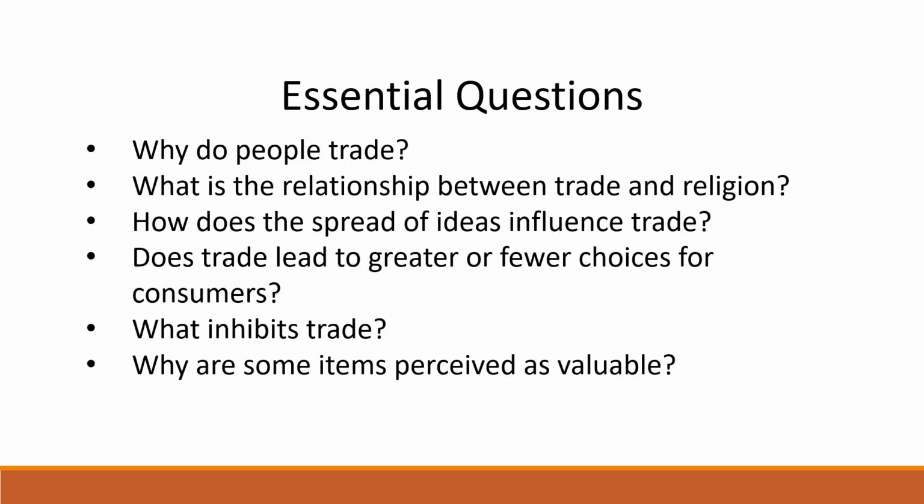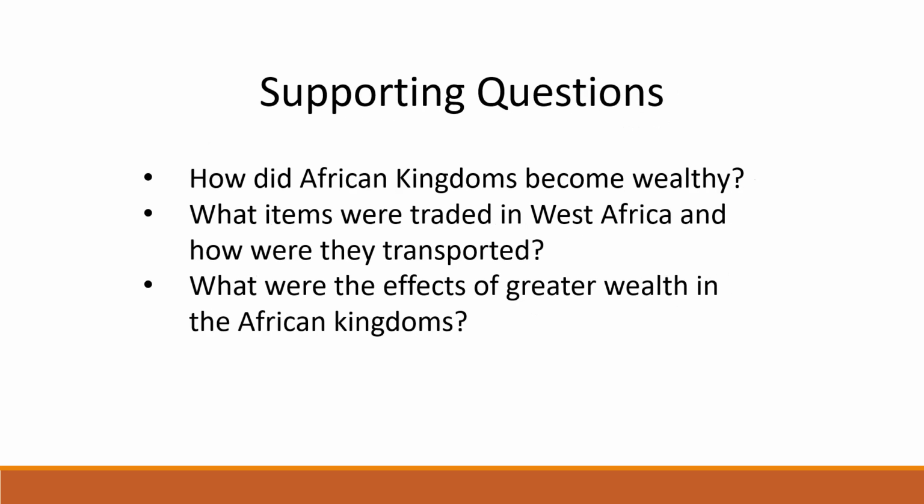Now, the same applies for supporting questions, and this just gives us an opportunity for the students to focus in. Here, supporting questions are context-bound. They take up a particular time and space, and so here: how did African kingdoms become wealthy? What items were traded in West Africa, and how were they transported? And what were the effects of greater wealth in the African kingdoms? Okay, we saw something, I think there was a mention of great centers of learning like Timbuktu. So we know that there's things that are coming out of that. So that's the second part of this 4-part system.